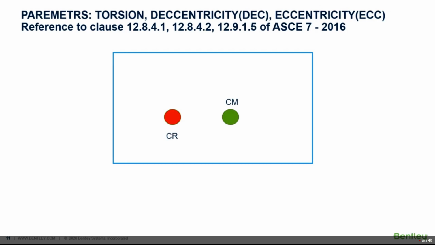And now it's time to discuss the final combinations of two orthogonal directions of earthquakes. The code has mentioned this in clause 12.5, but a very detailed understanding can be got from the commentary. Note that this discussion now is not specific to the response spectrum analysis, but would hold good for any seismic analysis to the ASCE code.